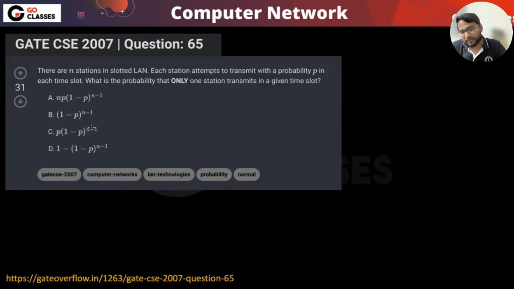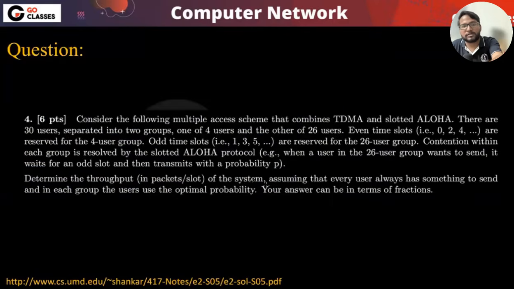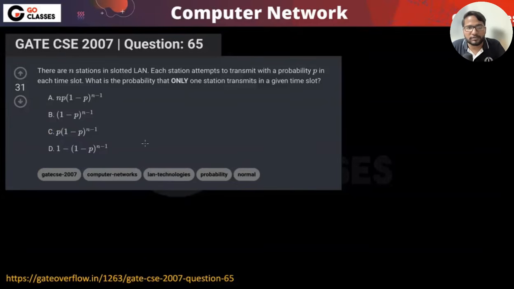If they say that, okay, given station transmits, I do care which one. Like the third station transmits, then this is the probability. Fourth station transmits, this is the probability. Fifth station transmits, this is the probability. Anyone transmits which is either third, fourth, fifth, which means it will be plus this. I mean, n times this much, right? Which is just this, right? So A is the correct answer. Only one station transmits. Okay, I do not have the answer, but A is the correct answer.